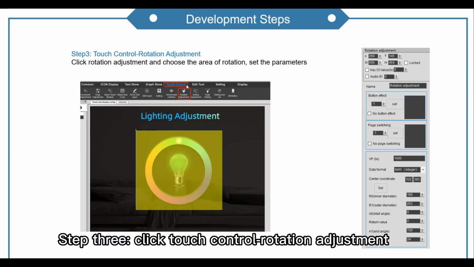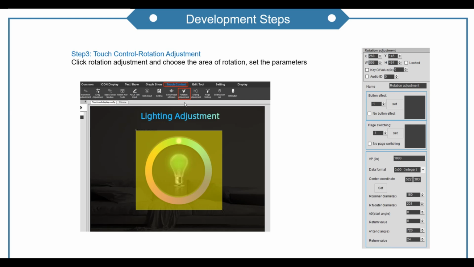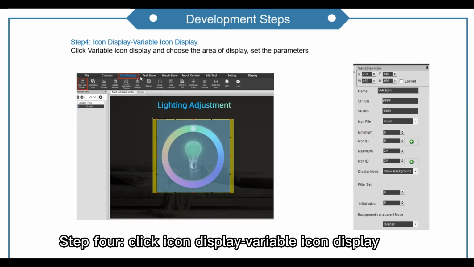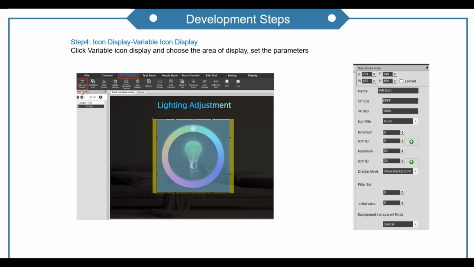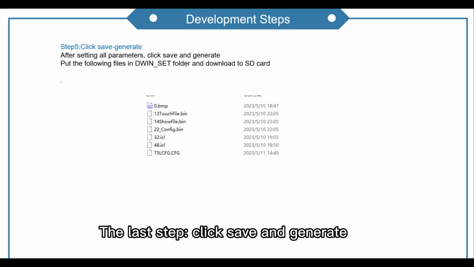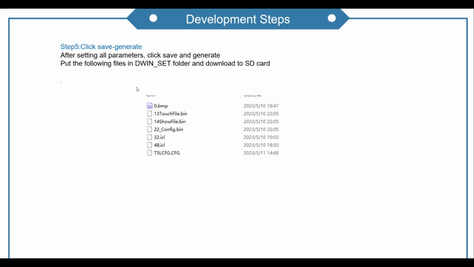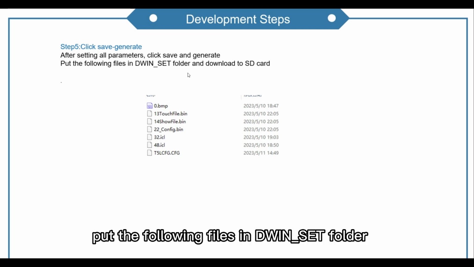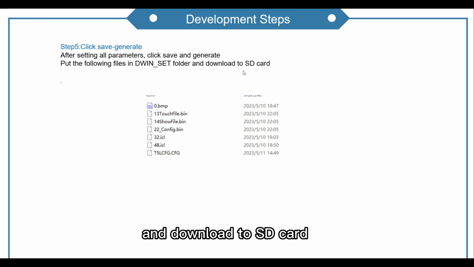Step 3, click Touch Control Rotation Adjustment. Choose the area of touch. Set the parameters. Step 4, click icon display, variable icon display. Choose the area of display and set the parameters. The last step, click save and generate. Put the following files into an SCT folder and download to SD card.